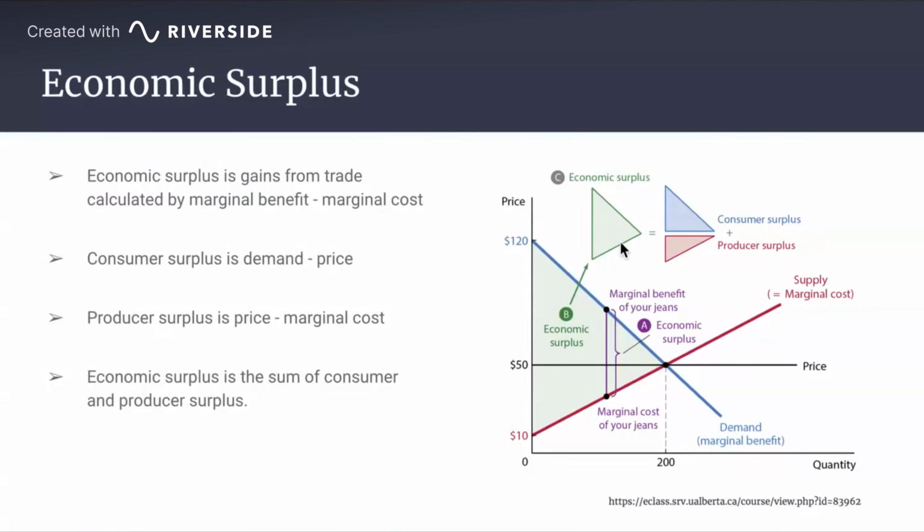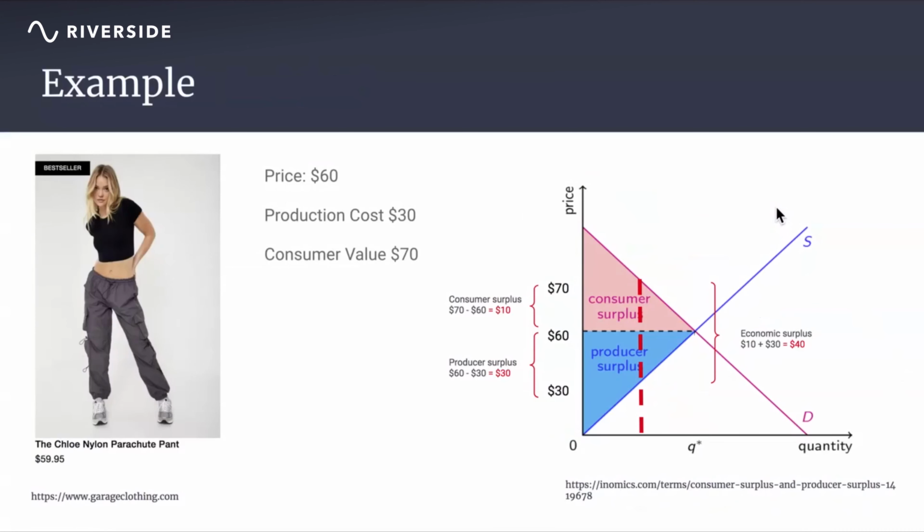Together, they both equal economic surplus, so we know that economic surplus is the sum of the consumer and producer surpluses. So we can calculate it that way, or we can just calculate the green triangle as a whole by subtracting marginal cost from marginal benefit, like I mentioned earlier. Just demand minus supply, or the sum of both consumer and producer surpluses.